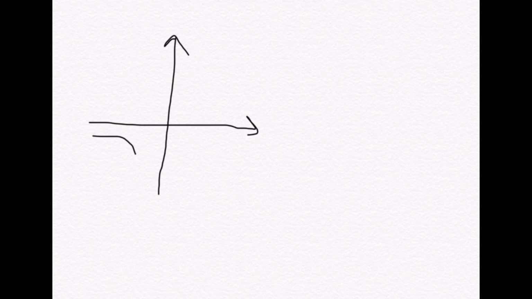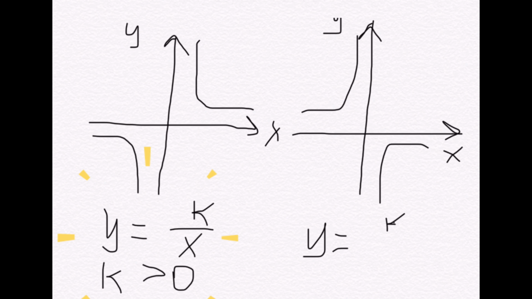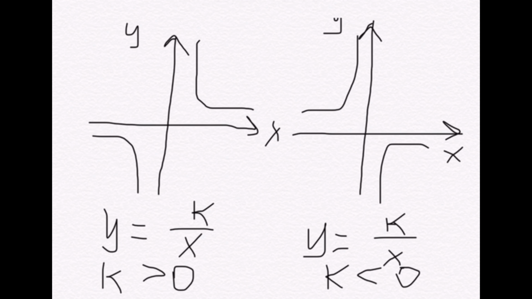Now let's look at the general shape of a reciprocal graph. If y equals k over x and k is bigger than 0, then the graph is going to occur on the top right and bottom left. And similarly, if k is smaller than 0, the graph is going to occur on the top left and bottom right.